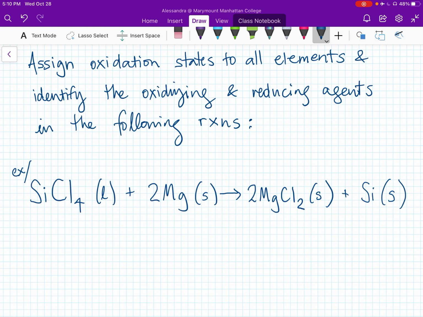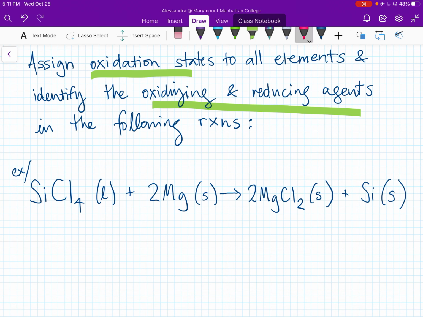So I want us to proceed in order. First, let's assign all the oxidation states to all the elements in the reaction. And we need to do that before we can identify which one is being oxidized and which is reduced, and therefore which is the oxidizing agent and which is the reducing agent. So we have to use our powers of deduction. Some things are easier than others.